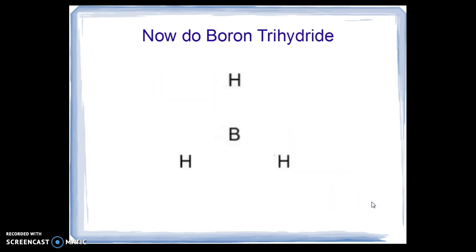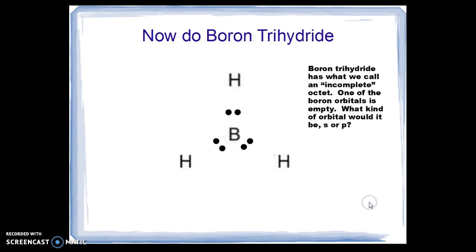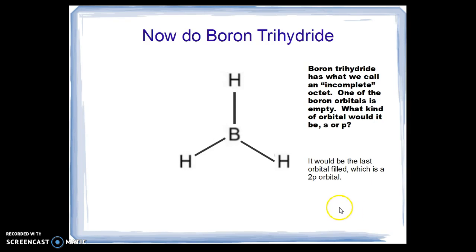Now let's do boron trihydride. We start with the central atom, since hydrogen cannot be at the center, and it has 3 electrons. The hydrogens bring in each 1 electron. Boron trihydride has what we call an incomplete octet. One of the boron orbitals is empty. Do you think it's an s orbital or a p orbital on that second energy level? If you think about it, it would be the last orbital filled, and that would be the 2p orbital. And here we can change the bonding pairs to lines, as the AP examiners prefer.